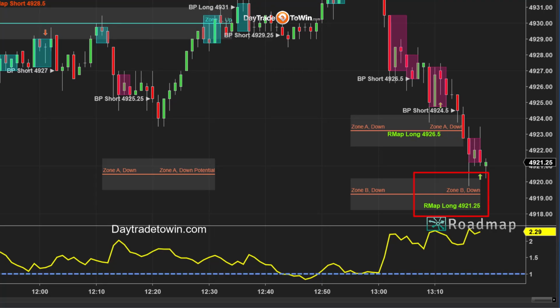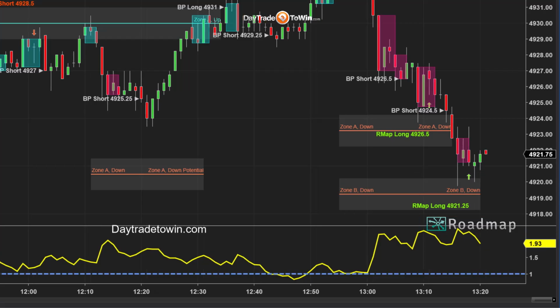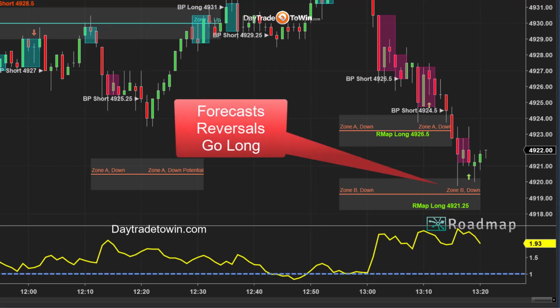The next thing you're seeing now with that little green arrow that says roadmap long, 49.21 quarter, that's indicating that the market landed in the zone and is now telling you wait, go long as a counter trend first and foremost, and if it reverses and continues lower, then you can get out of the trade, you can go short because that zone isn't holding. But you can see that it landed in the zone perfectly, and now it's reversing and going long.